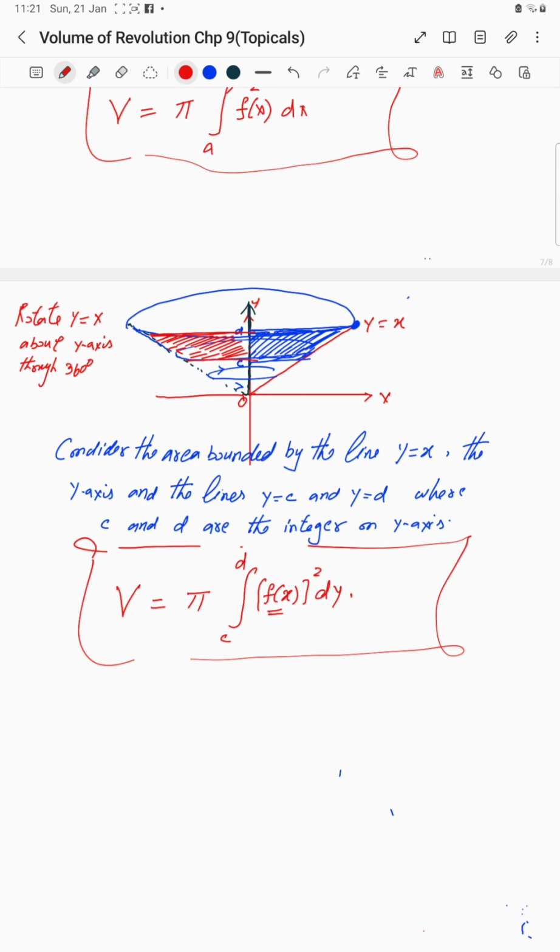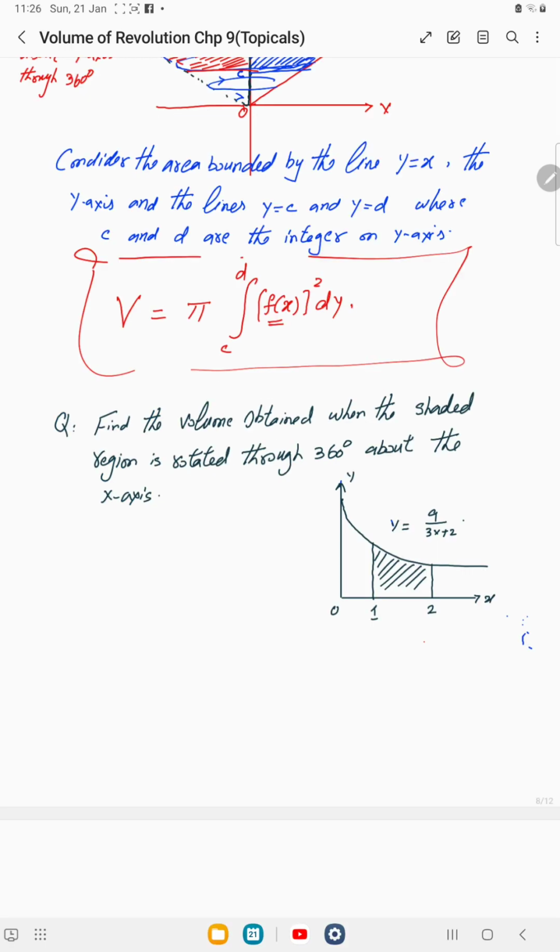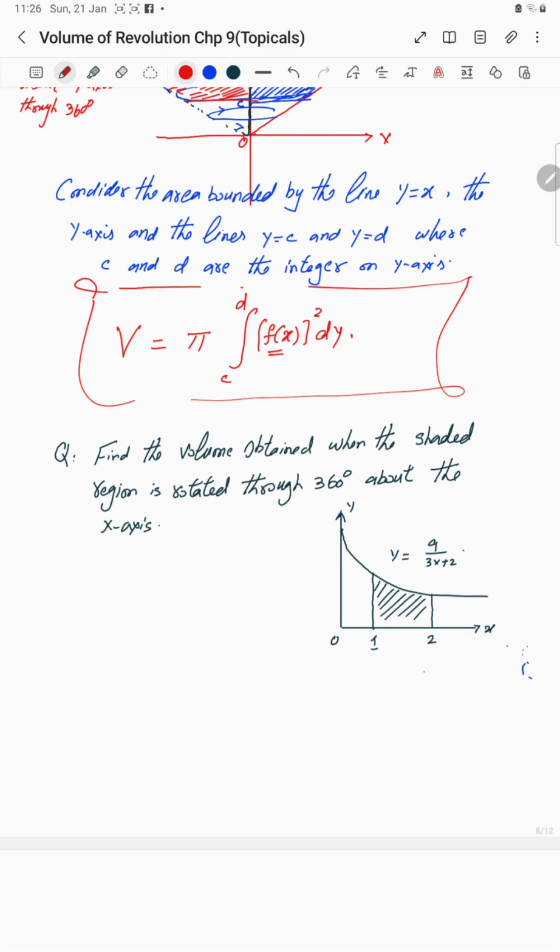Now let's see a few questions to help us understand this better. Okay guys, now we are going to solve a question: find the volume obtained when the shaded region is rotated through 360 degrees about the x-axis. It means rotation will take place along this axis, so the x-axis will be the line of symmetry. Drawing is not as important, only the concept.